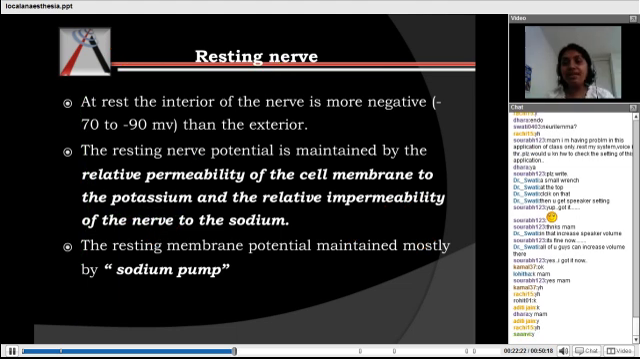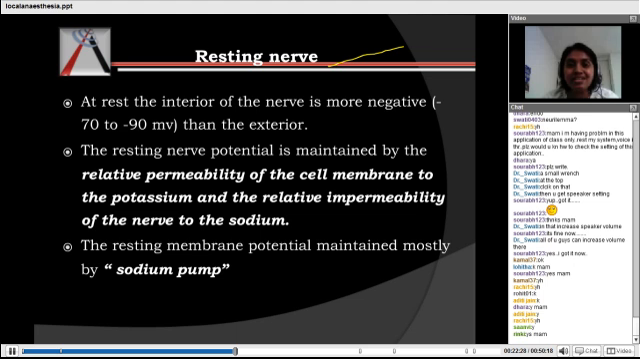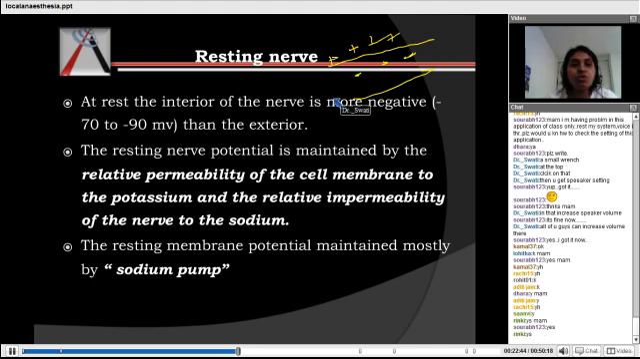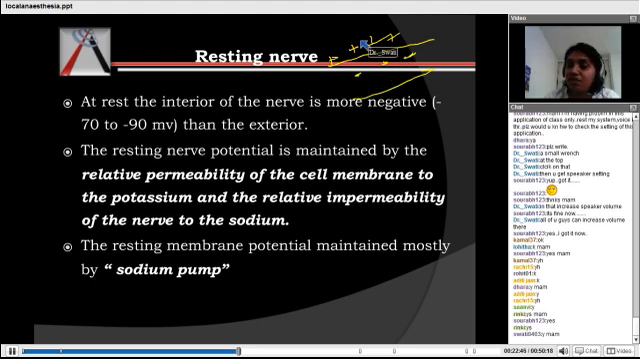Now again we come to the resting membrane potential. This is something which has been discussed with you all every time. What we all know is whenever we talk about the nerve, the interior of the nerve is negative and the exterior is positive. You all know that? So what are we talking about? We are talking about the potential difference. And how is this potential difference created?